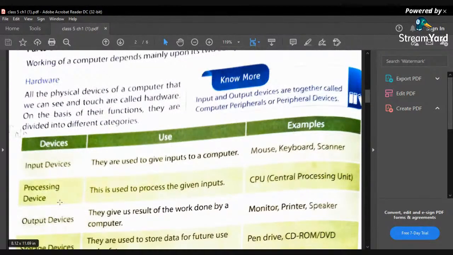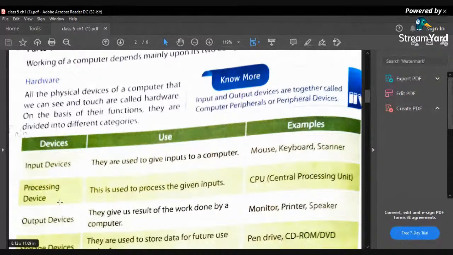So dear students, what is an input device? We already discussed that what gives instructions to the computer is called an input device. To give instructions to the computer, you can use the mouse, keyboard and scanner. They are used to give inputs to the computer.